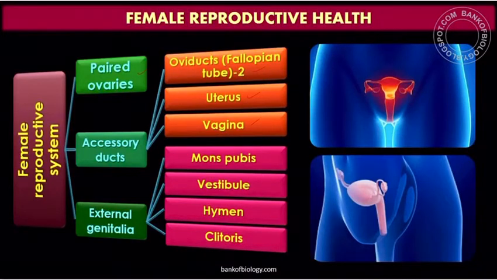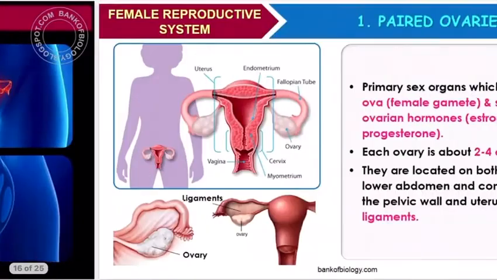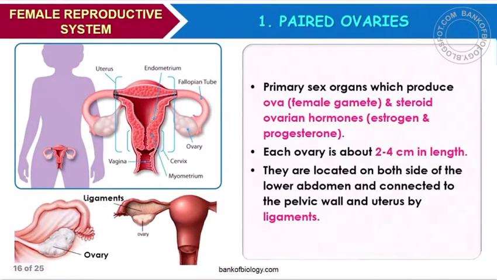Associated with these two parts, the third part is the external genitalia, the part that is seen outside, morphologically. The external genitalia consists of mons pubis, vestibule, hymen and clitoris. Okay, let's study about this.